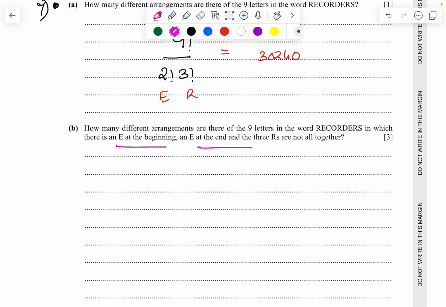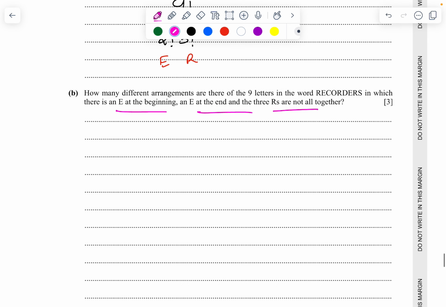How many different arrangements are there of the 9-letter word recorders in which an E is at the beginning and an E at the end, and the 3 R's are not all together? So positions 1 through 9. E is at the beginning and E is at the end, and the three R's are not all together. So we have to understand this question very carefully to get that answer.